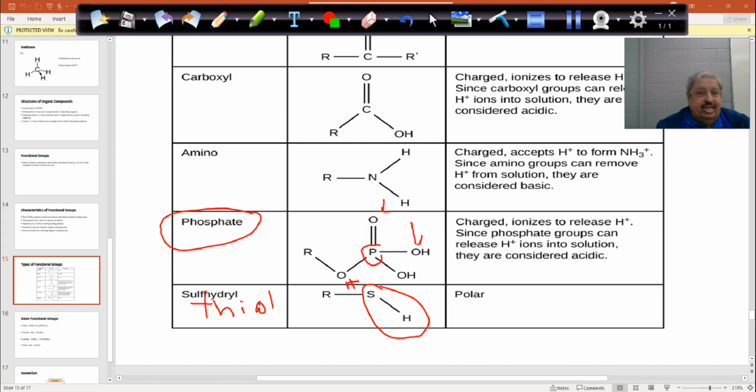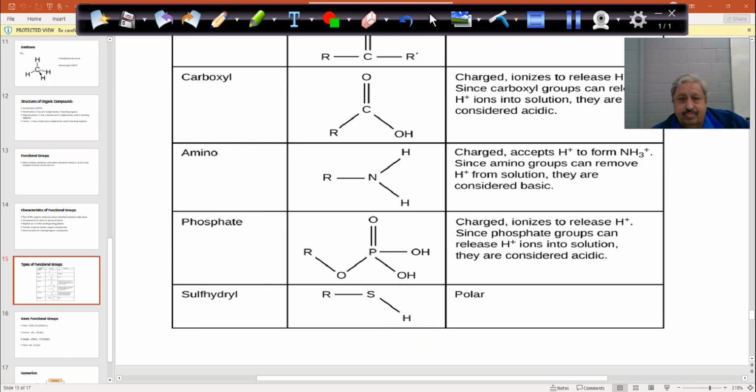Thiol. Okay, we have plenty of other functional groups. Those are just brief examples, small tiny examples of functional groups in organic chemistry. The last one has a sulfur and a hydrogen. That's called thiol, or sulfhydryl: sulf from sulfur and hydrogen from hydrogen.